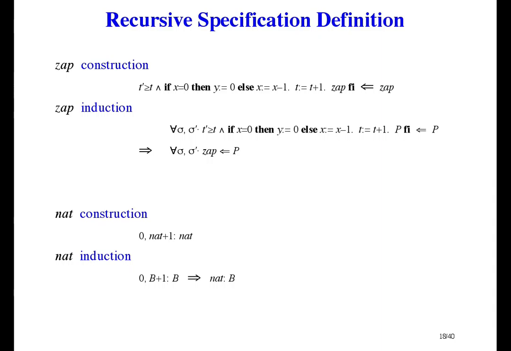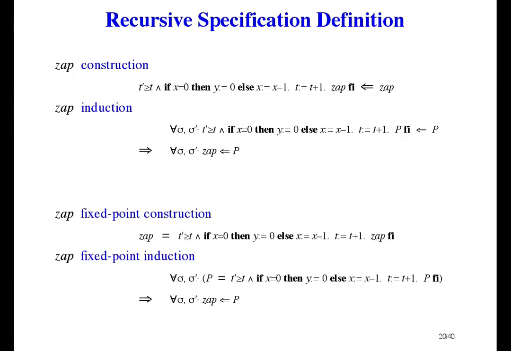I'm not sure that we want to define zap as the weakest solution, but if we do, we need this induction axiom. Or another way to get the same result is fixed point construction and induction, where we strengthen the implication to an equation, both in the construction axiom and in the antecedent of the induction axiom.